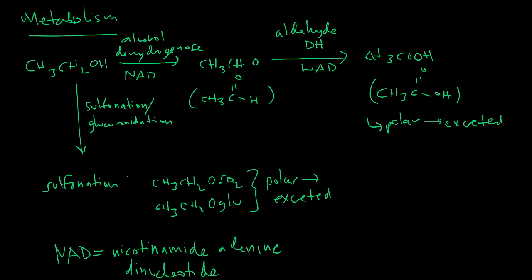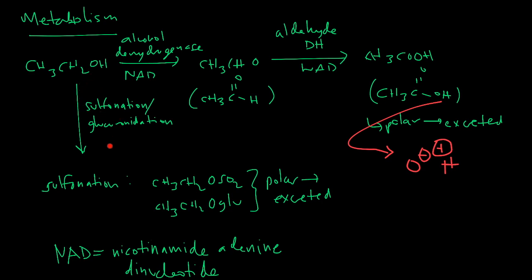Remember I told you that OH can form the acid form. So this is polar, therefore it can be excreted. So alcohols are converted to your aldehydes, which are converted to your acids. And these are polar, and these can be excreted. These are more polar than alcohols. This can also be metabolized by phase 2 metabolism, by sulfonation and glucuronidation.